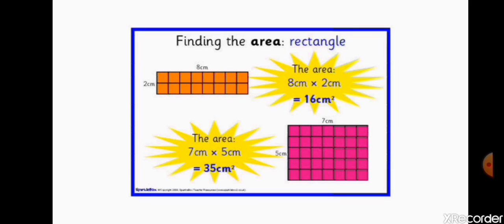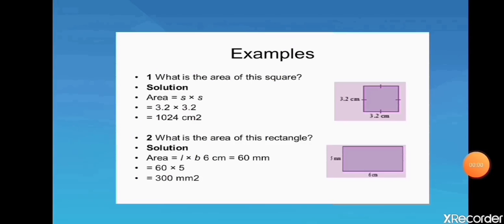We take some more examples of finding the area. What is the area of this square? The side of the square is 3.2 centimeter and the area of a square is side into side. Put the values, 3.2 multiplied by 3.2, we get 10.24 centimeter square.